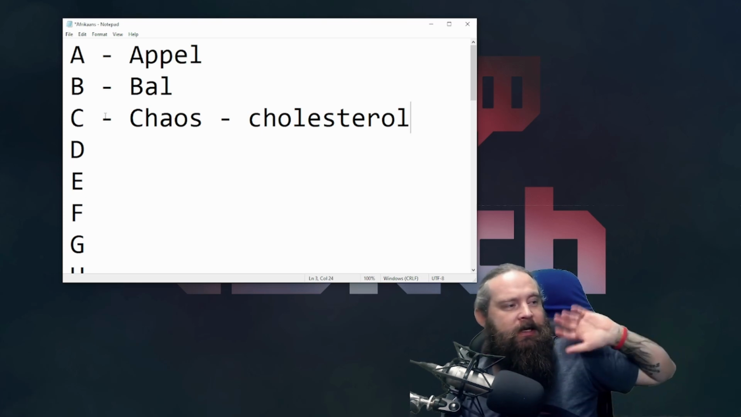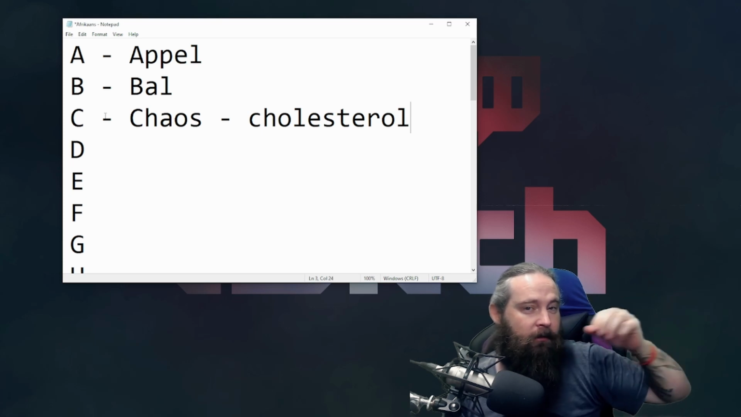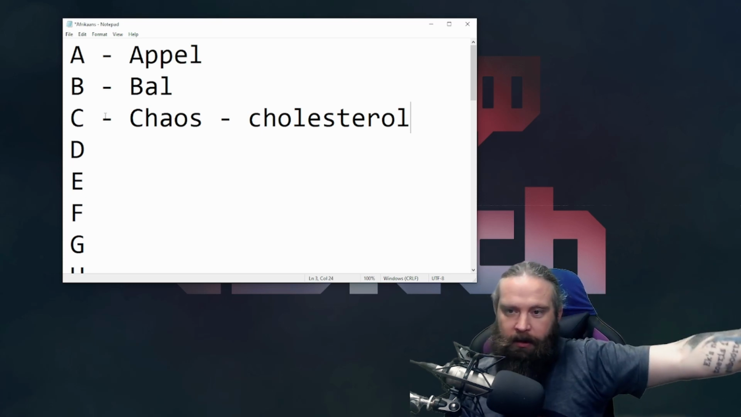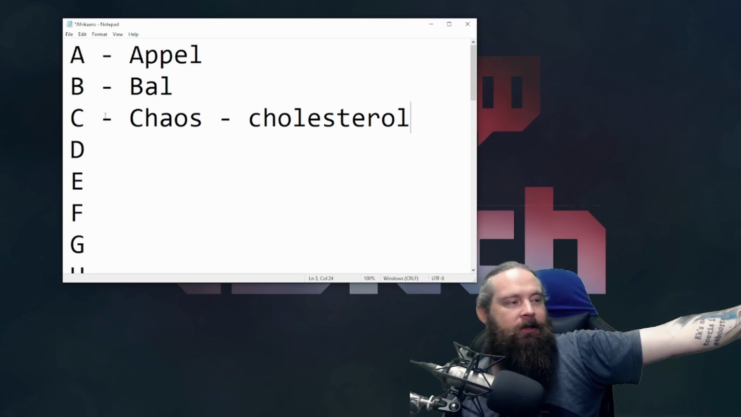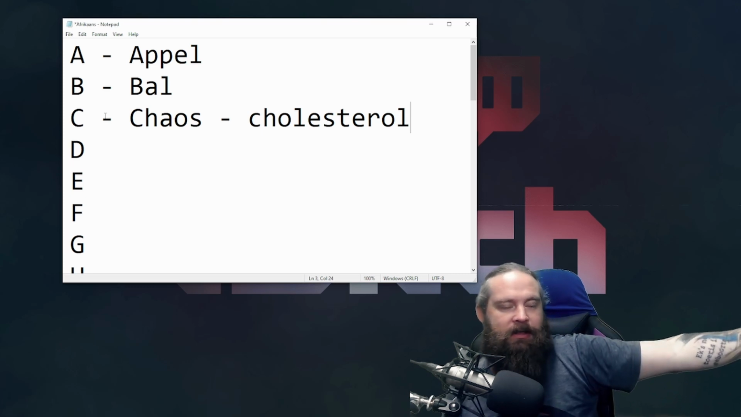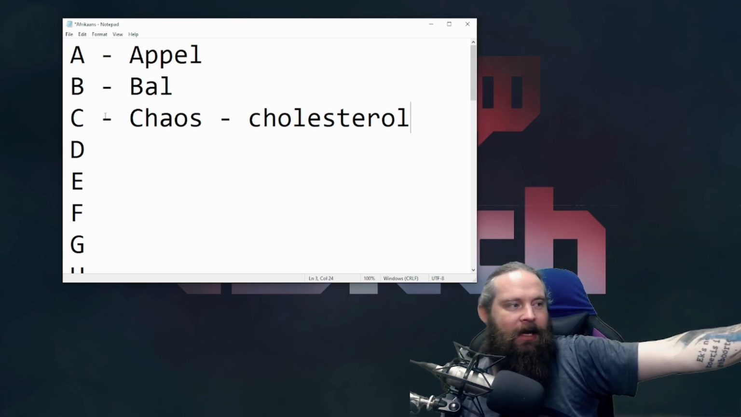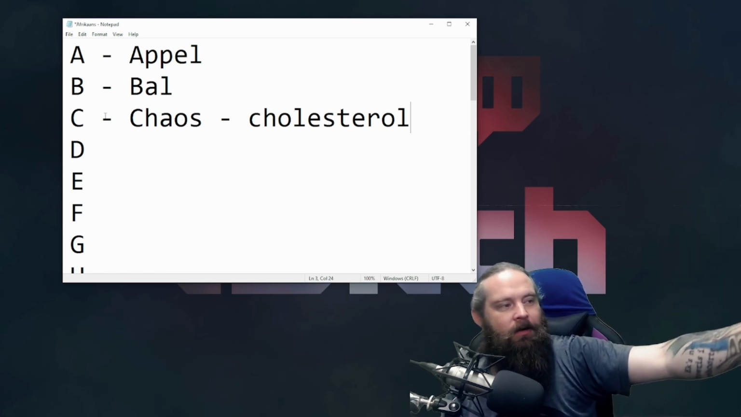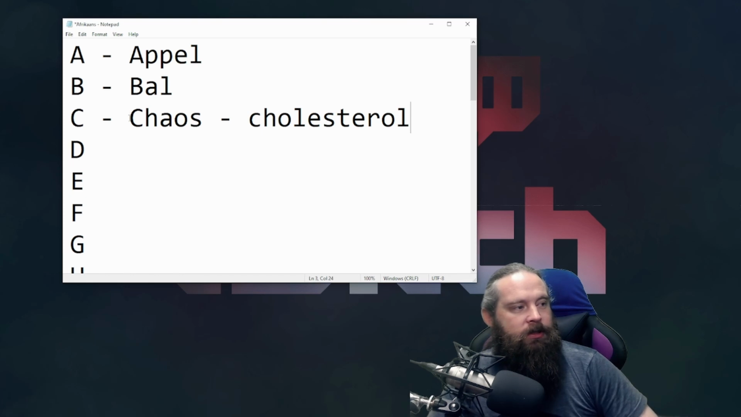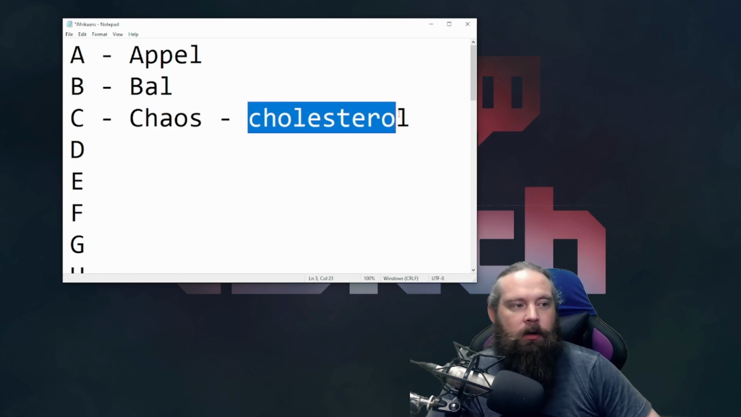C is nie regtig 'n Afrikaanse letter nie. Is nie regtig 'n woord of letter wat in Afrikaans gebruik word nie, maar saam met 'n ander letter maak dit 'n klank. C is not generally a letter used in Afrikaans, but combined with another letter, it is either the ch sound or the k sound, like chaos. I'm pointing to it and you guys don't see what I'm pointing to, like chaos or cholesterol.